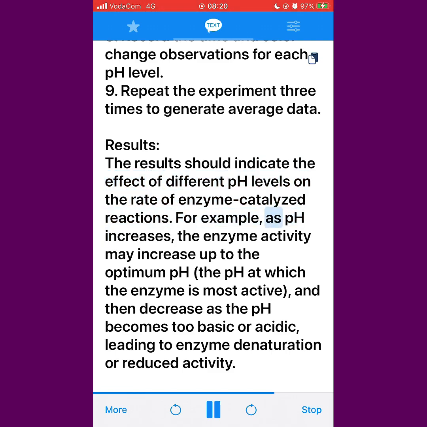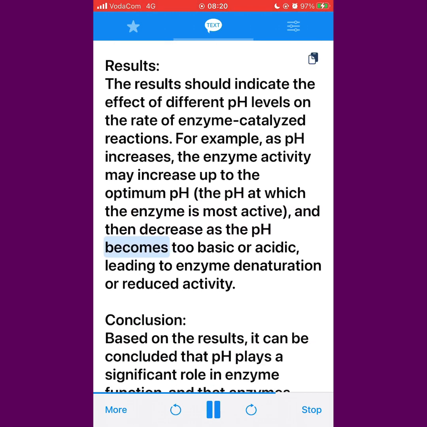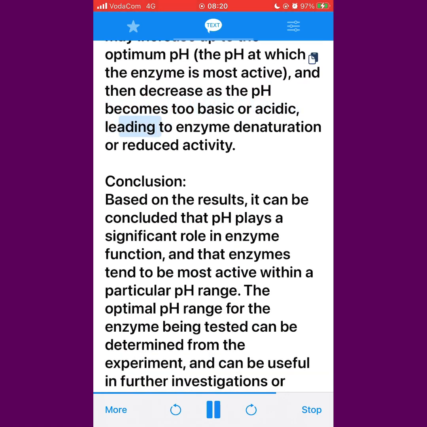For example, as pH increases, the enzyme activity may increase up to the optimum pH, the pH at which the enzyme is most active, and then decrease as the pH becomes too basic or acidic, leading to enzyme denaturation or reduced activity. Conclusion. Based on the results, it can be concluded that pH plays a significant role in enzyme function, and that enzymes tend to be most active within a particular pH range.